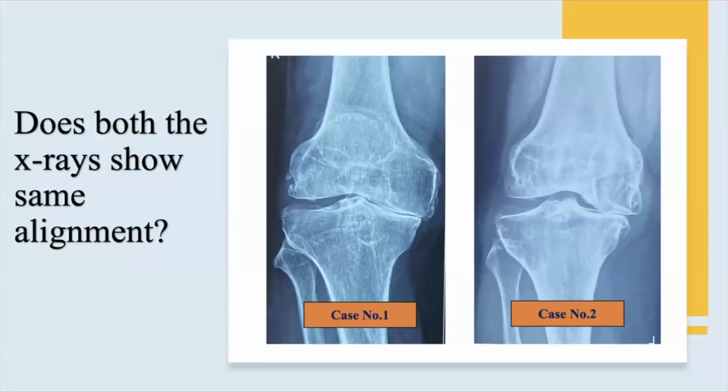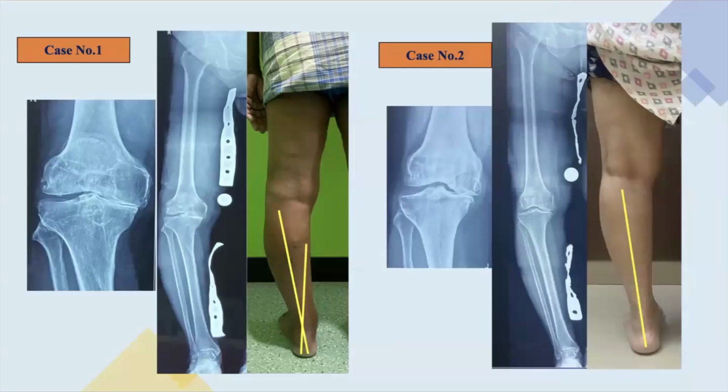If you look at this X-ray carefully, do both X-rays show the same alignment? Just by looking at the short film, it doesn't show much difference. But when you look at the long film, there is definitely a difference between case one and case two. In case one, there is definitely a change in the ankle alignment.